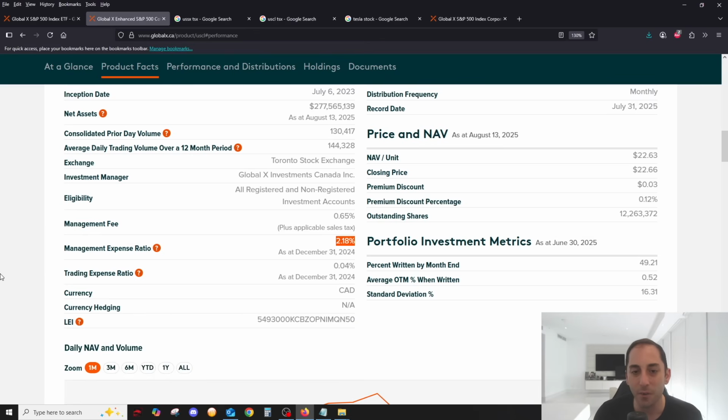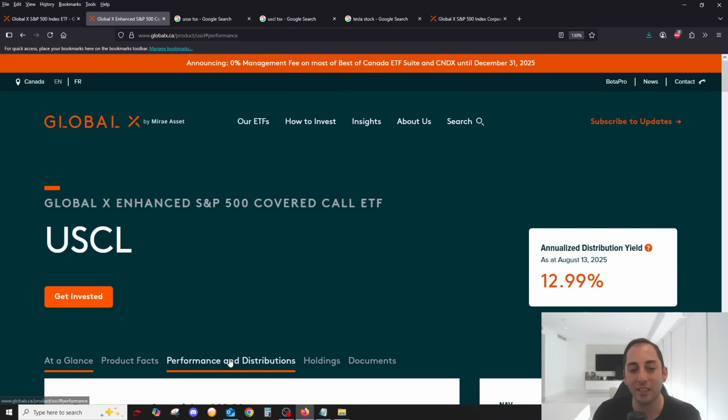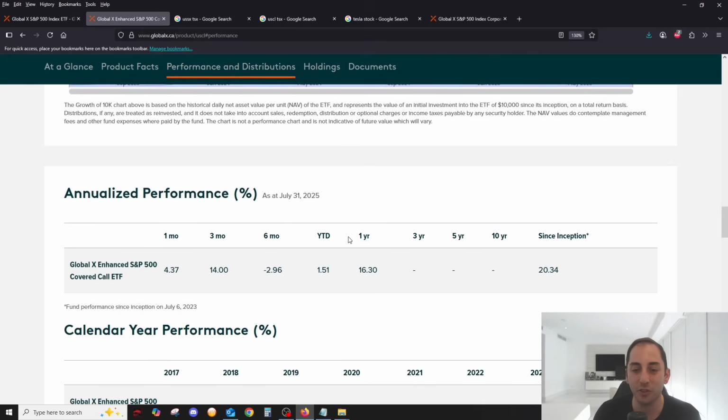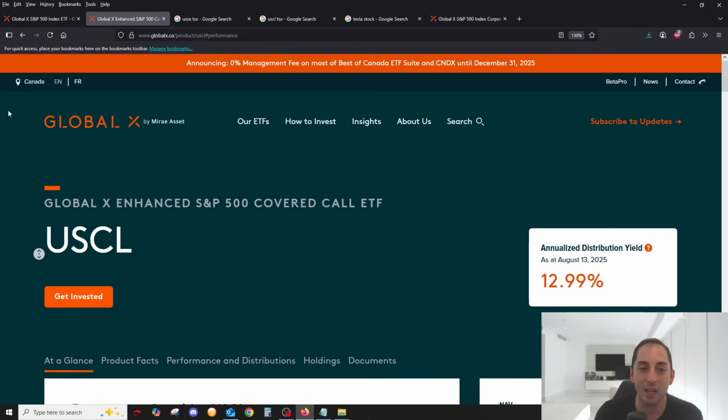It's much, much higher. But you have to remember that the performance or the total returns is net of management fees as well, right? So 16.30 versus 16.39. Very similar performance, but USCL has a much, much higher MER, has much higher management fees, and that's because it takes more work to run this ETF. There's leverage costs as well. Again, I don't want to get into it because I already discussed it.